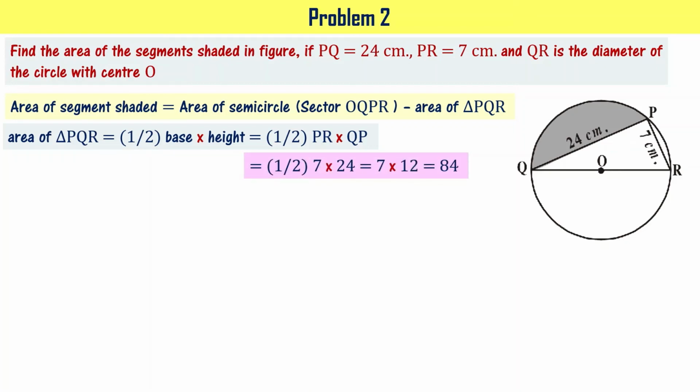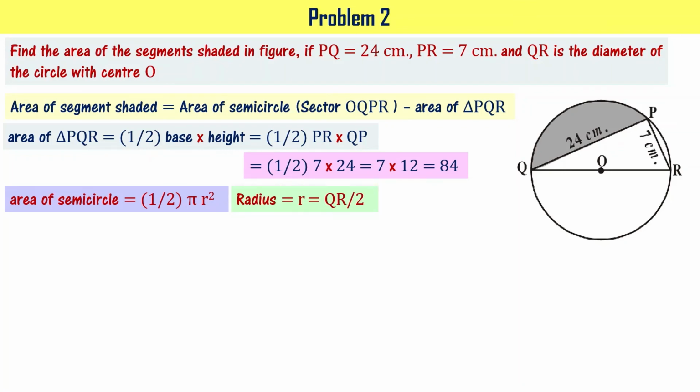When you do that, if I take PR equal to 7 centimeters and QP equal to 24 centimeters into the equation, then I get the area of triangle PQR as 84 centimeters square. Let's take a note of this. And we know that the area of a semicircle is defined as half pi r square, right? Radius r is equal to diameter QR divided by 2. Interestingly, here we don't know the value of QR, right?